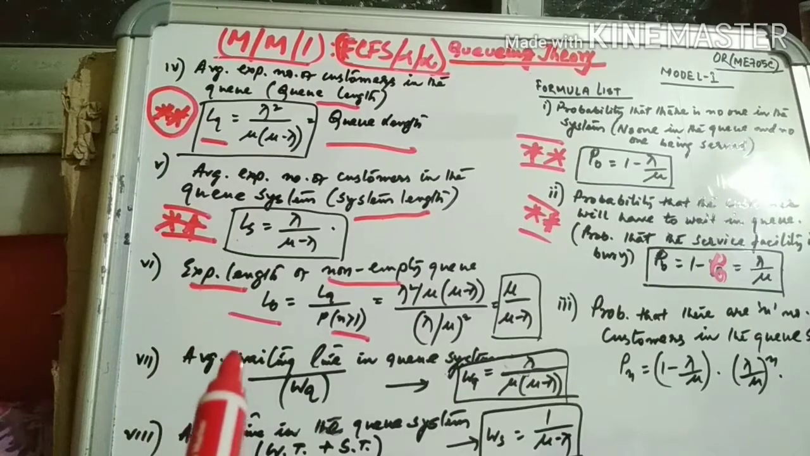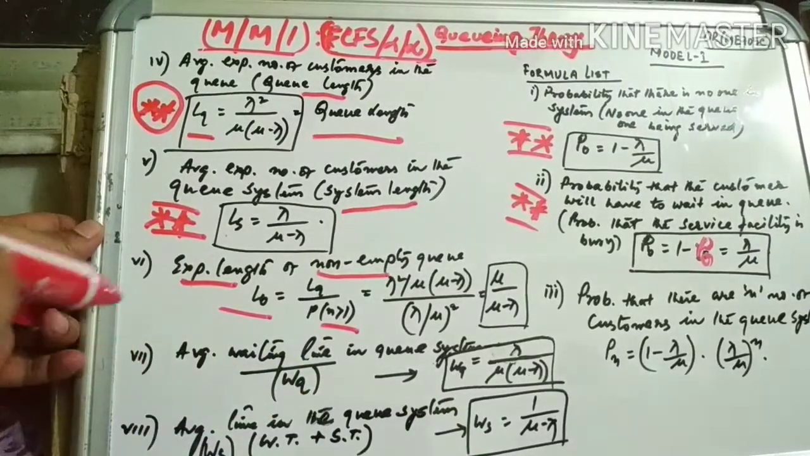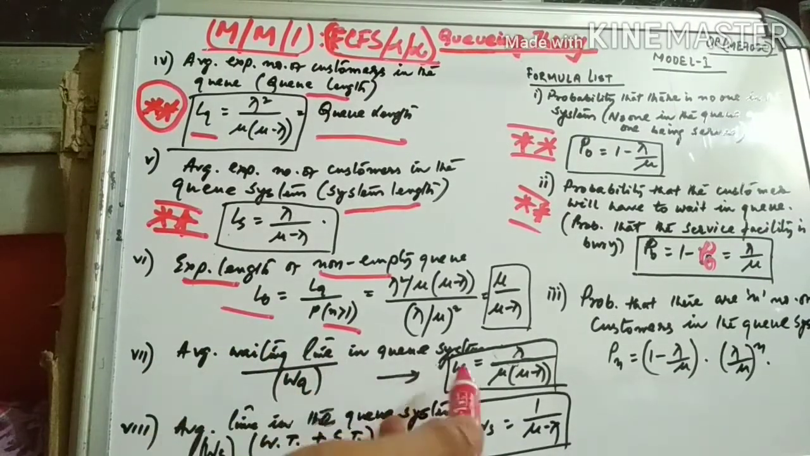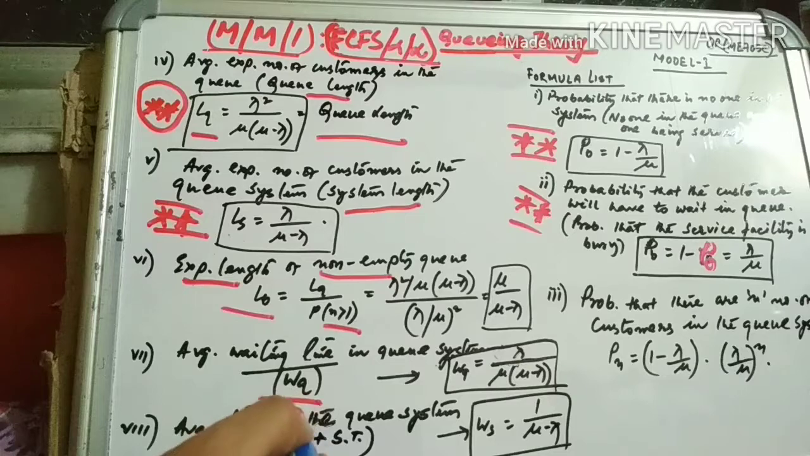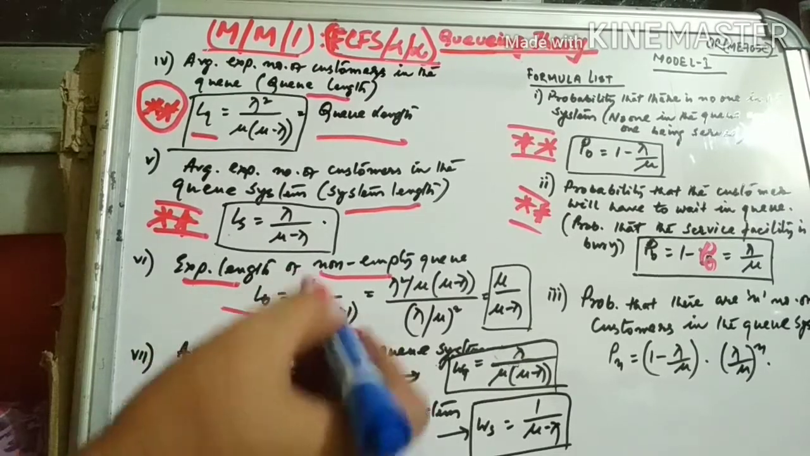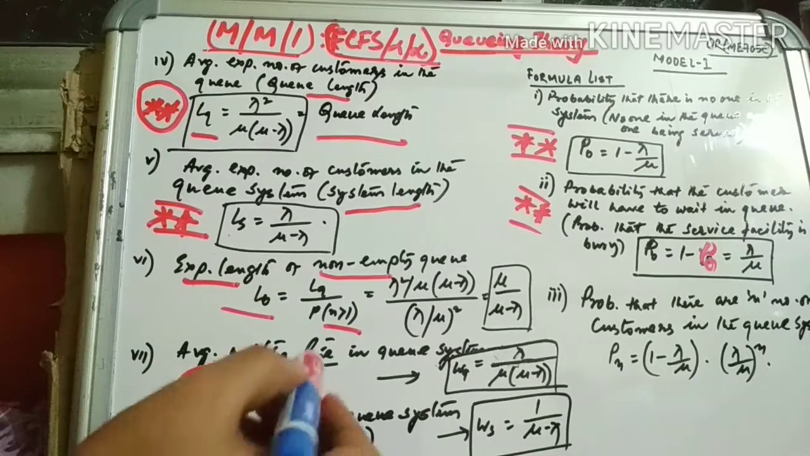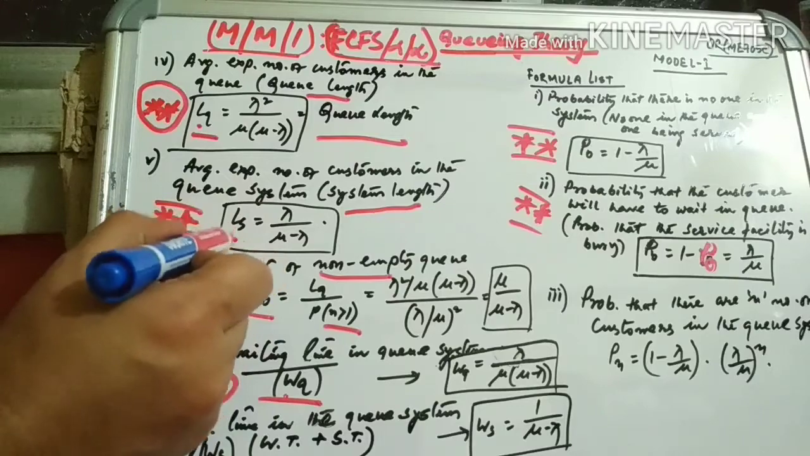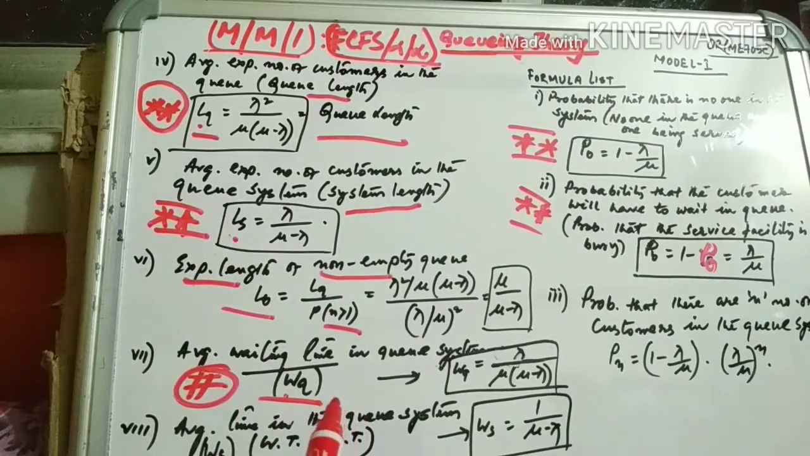Now coming to the next one, the average waiting time in the queue system. It is denoted by WQ. Just try to remember these terms, they are very important. These WQ, LS, LQ abbreviations or symbols we are going to use in solving numericals for this particular model only.